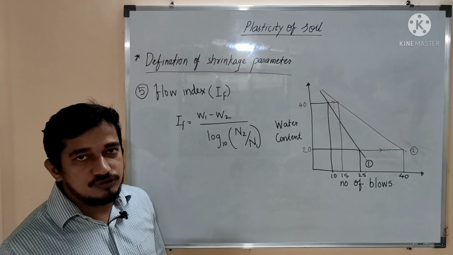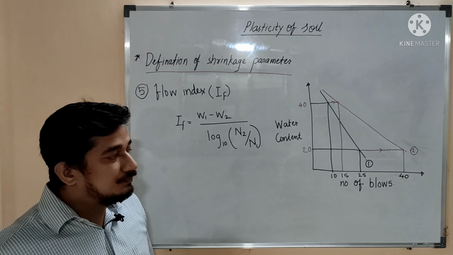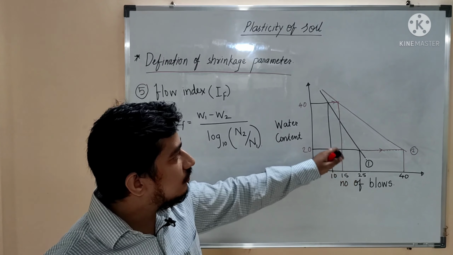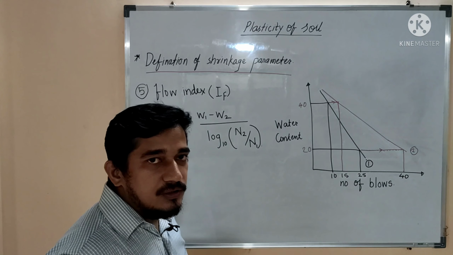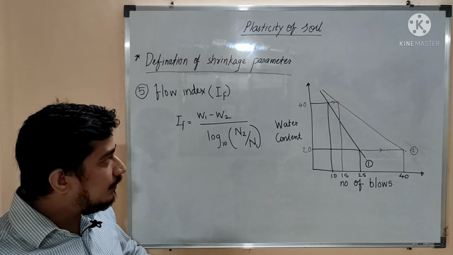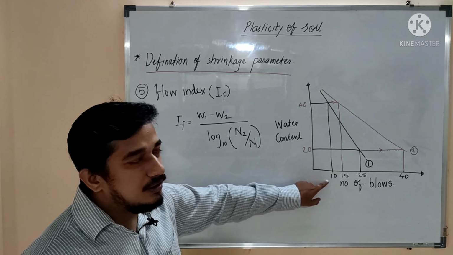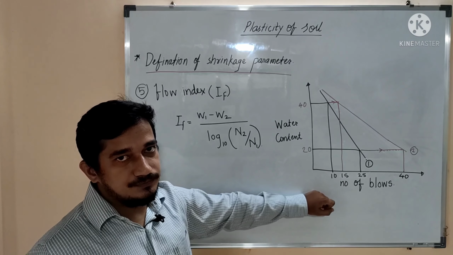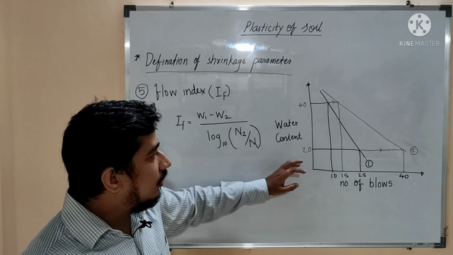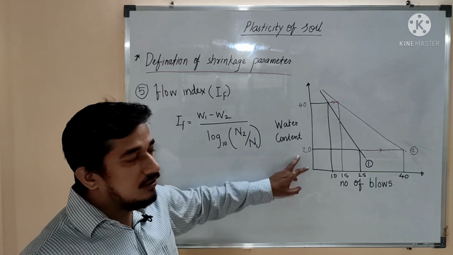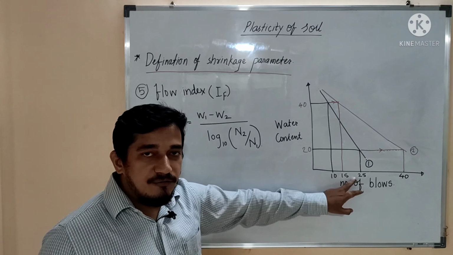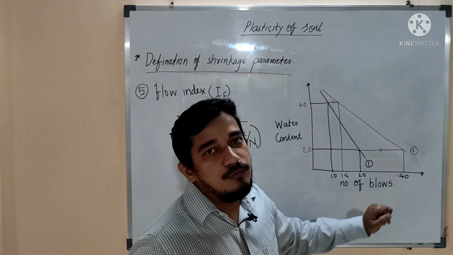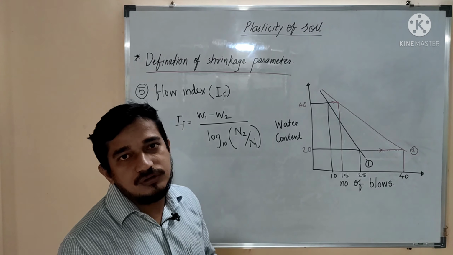Suppose we have two soils and we have plotted the graph for two. The first one is the soil with the black line and another soil is with the red line. Suppose for water content of 40%, the first soil will require 10 number of blows to close the groove, while the second soil is requiring 15 number of blows. Let us take another example. For water content of 20%, the first soil will require 25 number of blows, while the second soil will require more number of blows, that is 40 blows it is taking to close the groove.